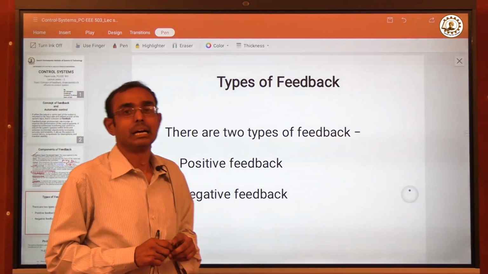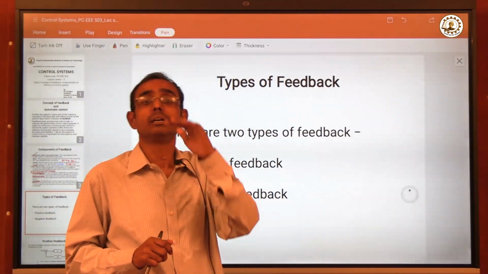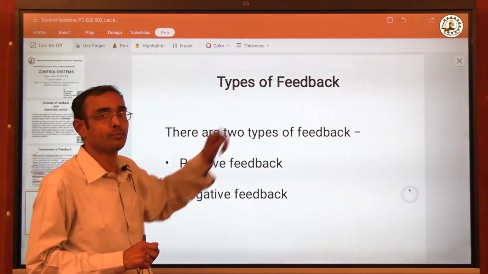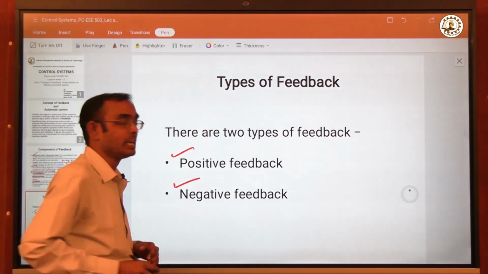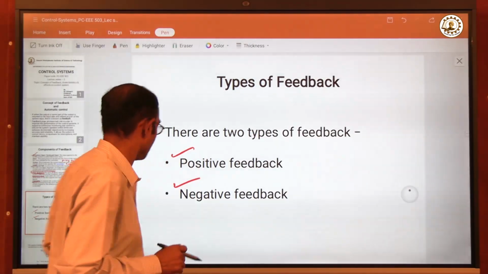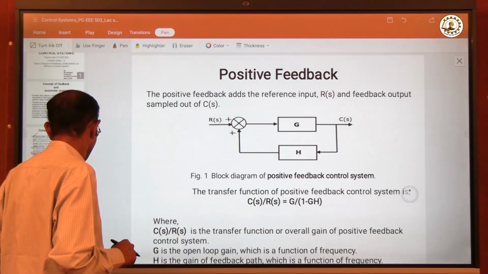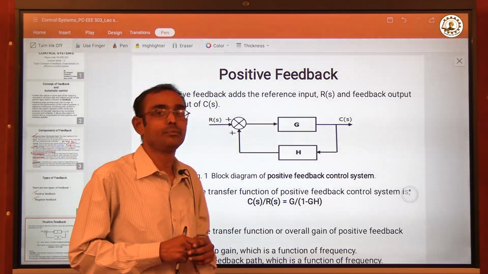Now let us see the components of control system under feedback. Now let us see the types of feedback. What are the different types of feedback? One is positive feedback, another is negative feedback. There are two basic types. Now let us first discuss the positive feedback.